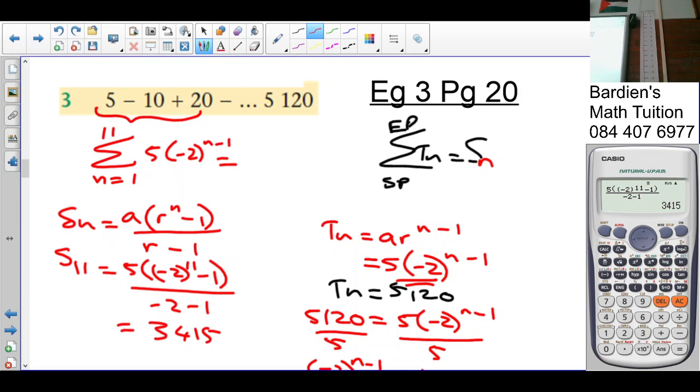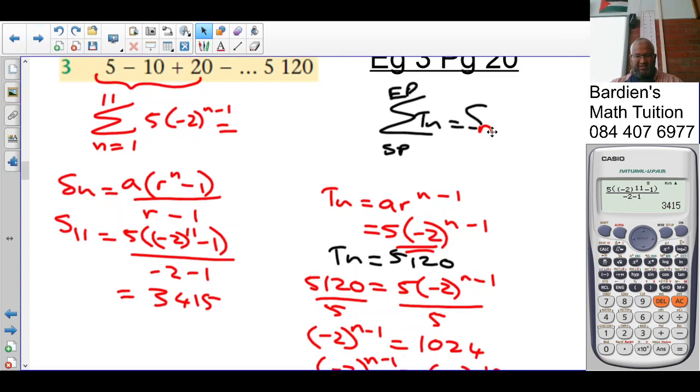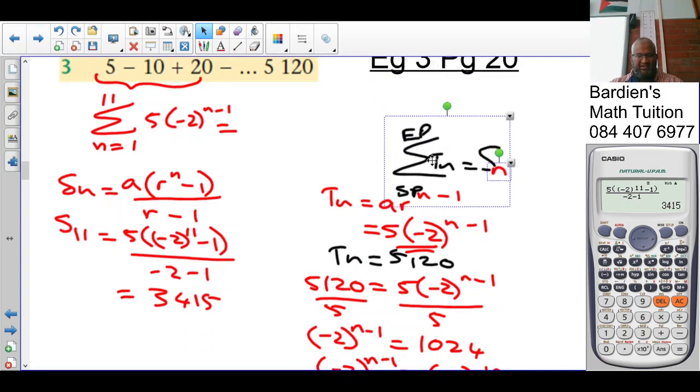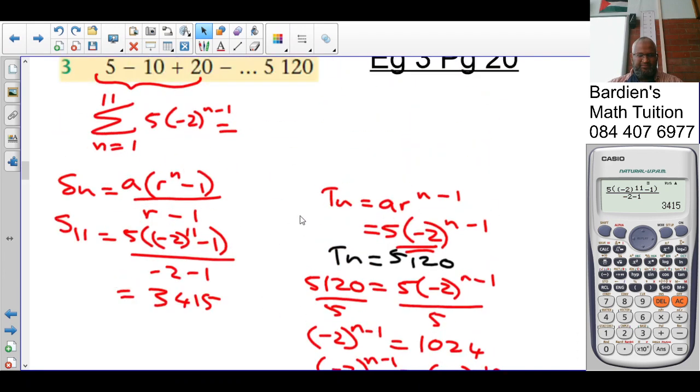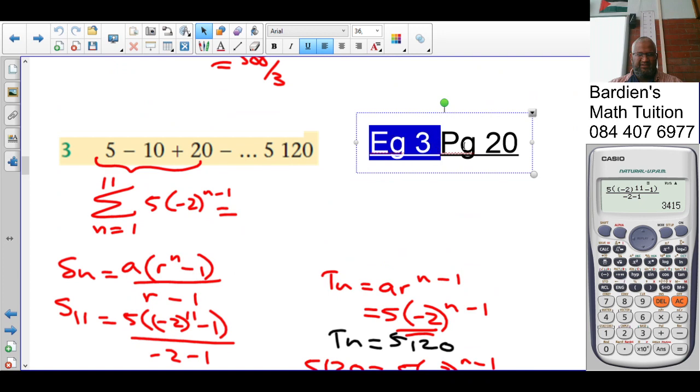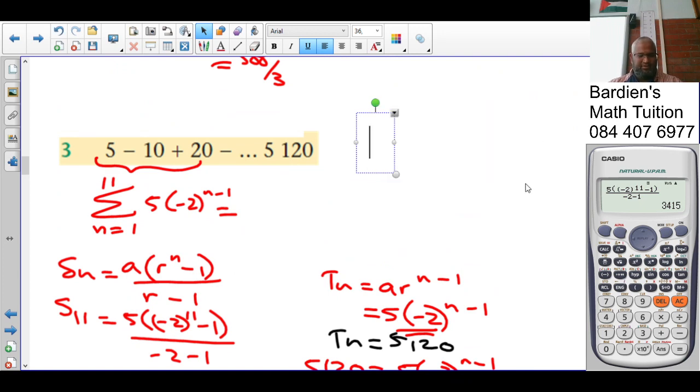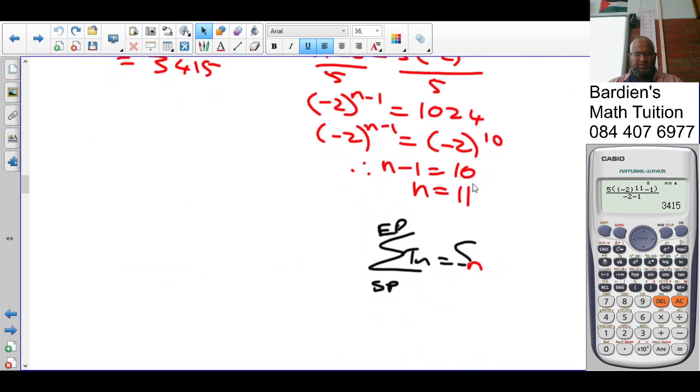You all agree with that? Yes. Any confusion? Any confusion? No. Right. The last one of this type. Example 4, on page 20.